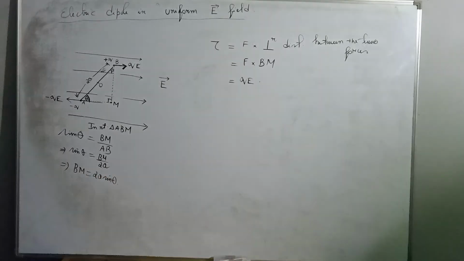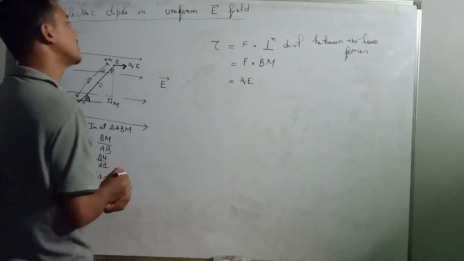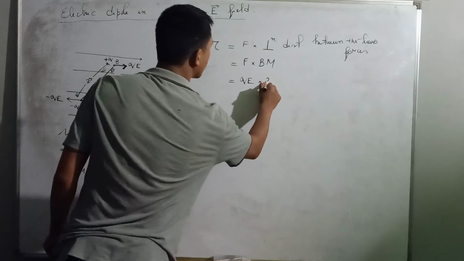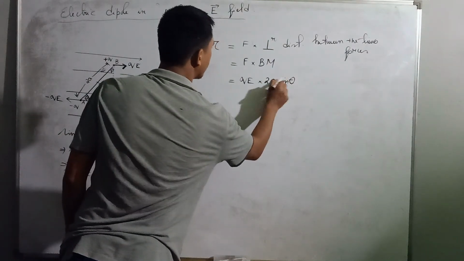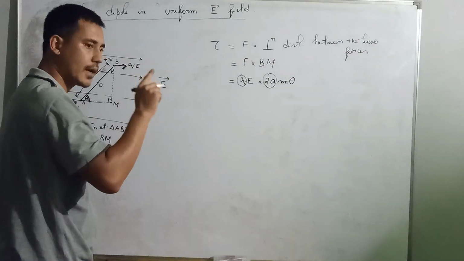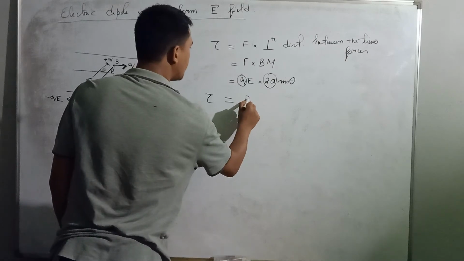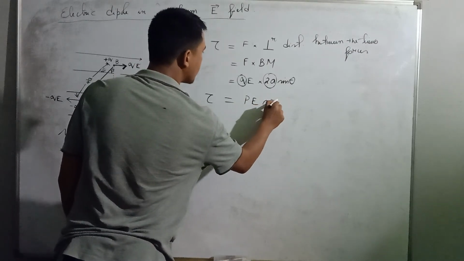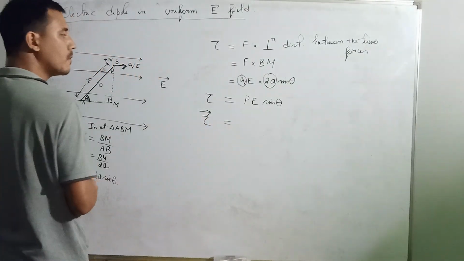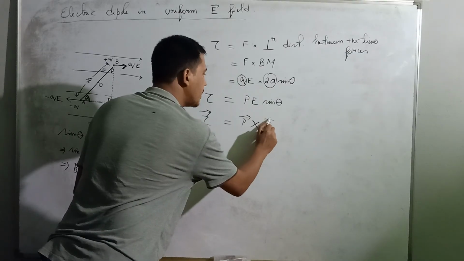There are two ways of doing this question. Doing this derivation, I'm teaching you only one way, the easier way. Your BM is 2A sine theta. Now 2A times Q gives you the electric dipole moment P. So your tau will become PE sine theta. If you express it in vector notation, vector tau will be given by P cross E.